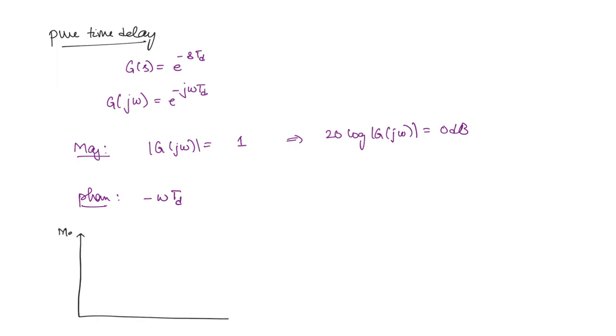This is magnitude as a function of frequency. So you're going to have a constant plot at 0 dB. And what about the phase plot? The phase plot as a function of frequency is going to start from 0 degrees and then fall with increase in frequency.